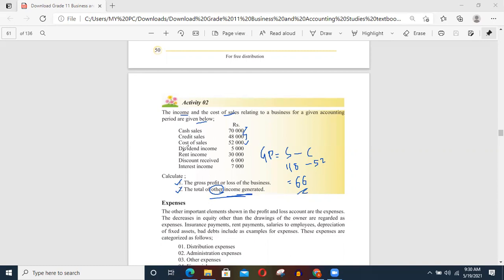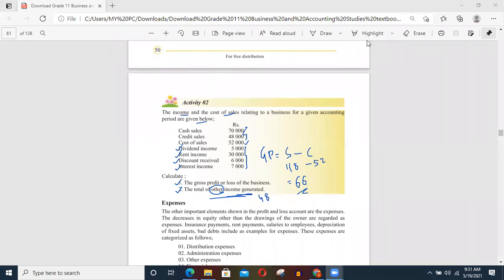Okay, so over here there is a list of things: dividend income, rent income, discount received, and interest income are all income, right? So what do you do? We add all of these and find the income. So how much will that be? 30,000 plus 5,000 plus 6,000 plus 7,000 will give you 48 as other income. So make sure that you work this out on your paper as well. Okay, and now let's move to the next one.